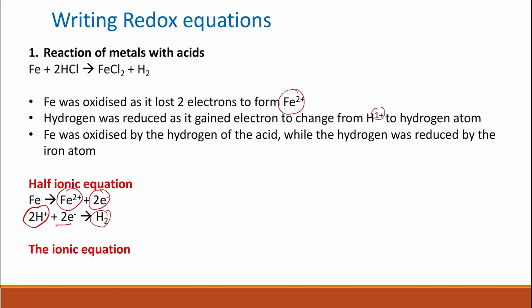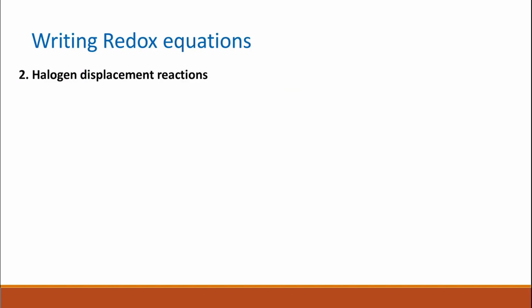We can write the ionic equation. If we add these two half ionic equations together, that will give you iron plus 2 hydrogen plus gives you iron 2 plus and hydrogen. The two electrons are the same on both sides of the equation, so they have completely cancelled each other out and been removed. The chloride here hasn't been added at all in the ionic equation because it hasn't undergone any changes during the reaction, and this is called the spectator ion.